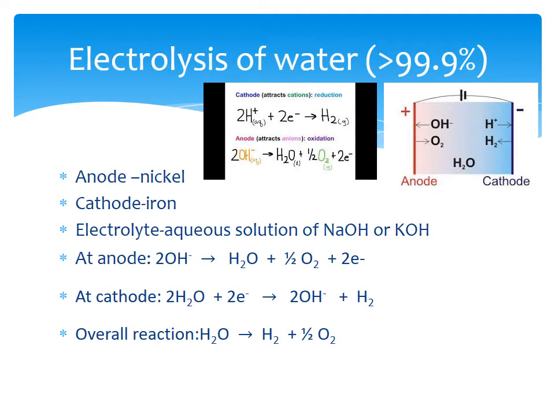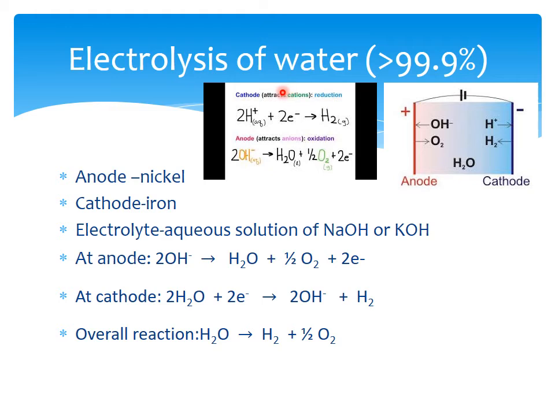Let's learn the preparation of hydrogen. There are many methods to prepare hydrogen. Out of that, one is electrolysis of water. By this process, high purity hydrogen can be obtained, greater than 99.9%, that is almost equal to 100%. So that much purity of hydrogen can be obtained by the process called electrolysis of water.